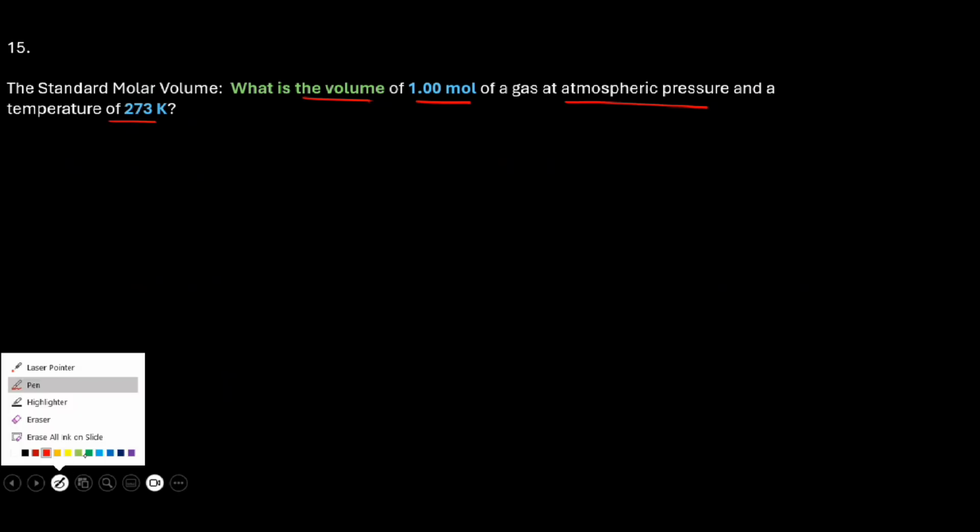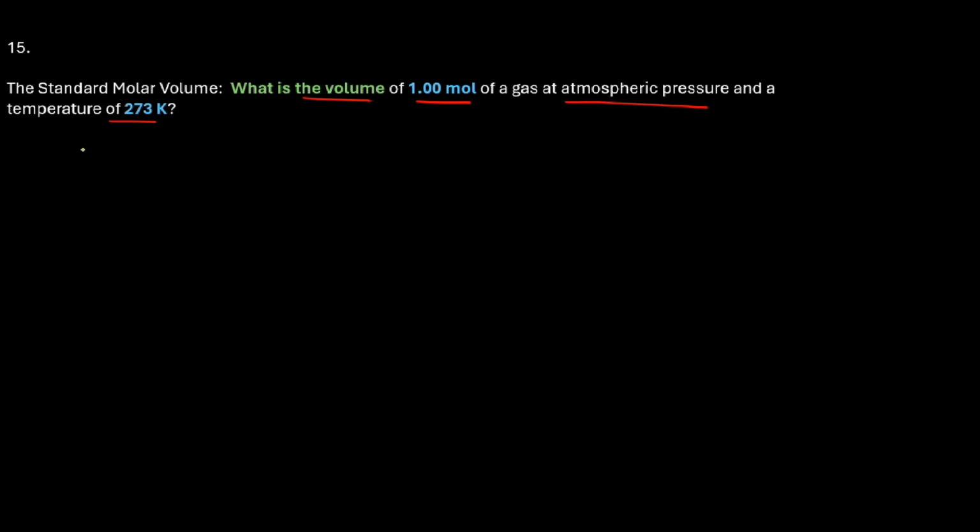Question 15. What is the volume of 1 mole of a gas at atmospheric pressure and a temperature of 273 Kelvin? So we have the moles of the gas, n, 1 mole, and the temperature T is 273 Kelvin. Pressure P is 1 atmosphere, which is 1.013 times 10 to the power 5 Pascal. I need to find the volume V.